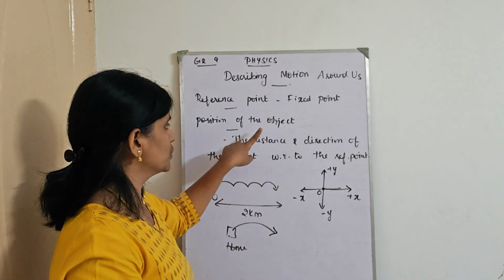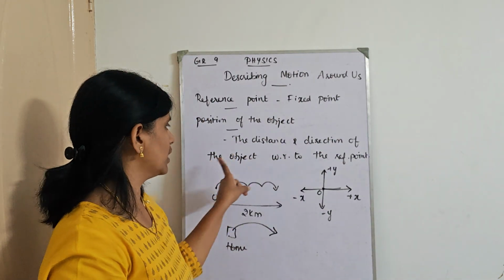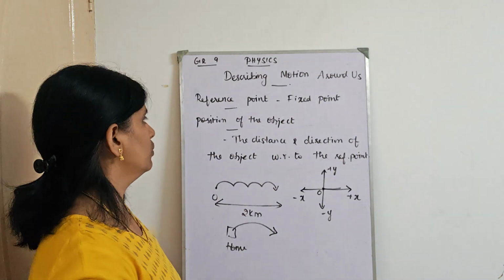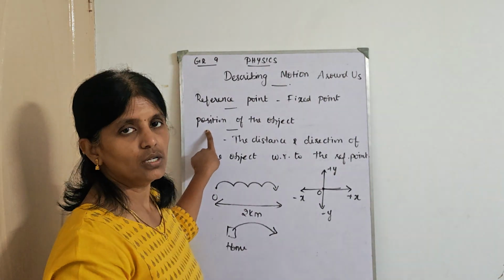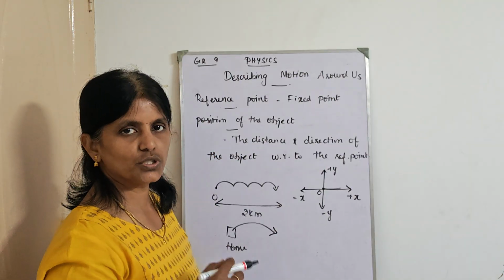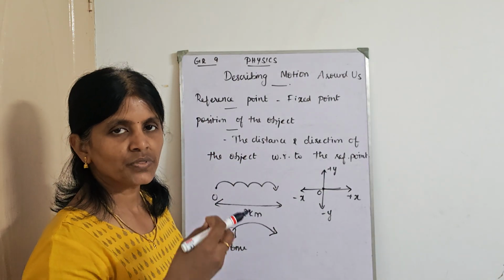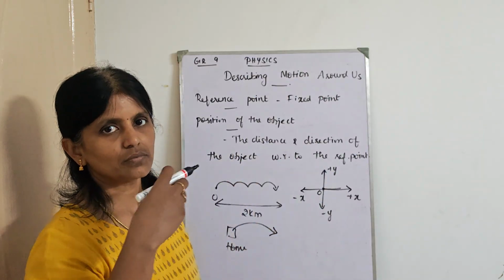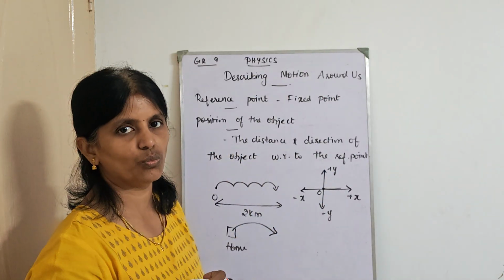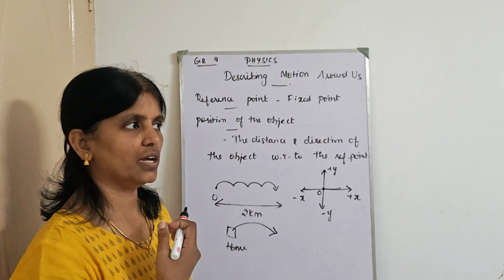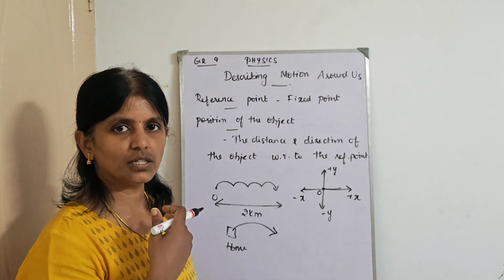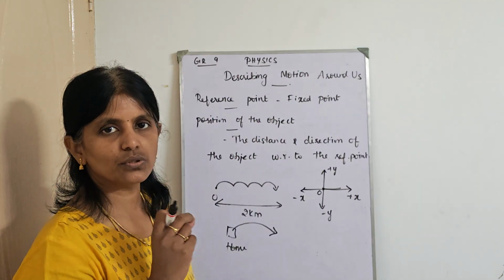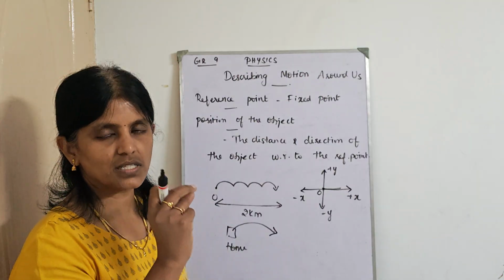And second one is the position of the object. The distance and direction of the object with respect to the reference point. What you are telling is known as your position of the object. So the position of the object indicates that with respect to the reference point, how much is the distance I covered, or in which direction I am moving. I started from my home. I took west. Then I started moving towards the school. I took 2 kilometers. So that gives you the position exactly after some time.